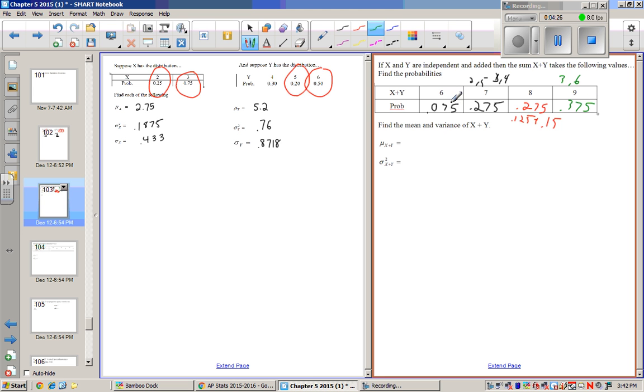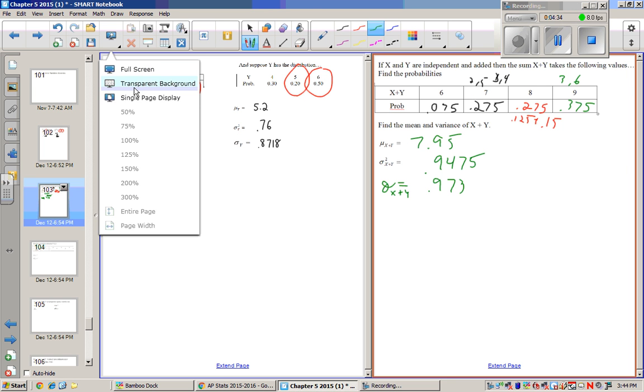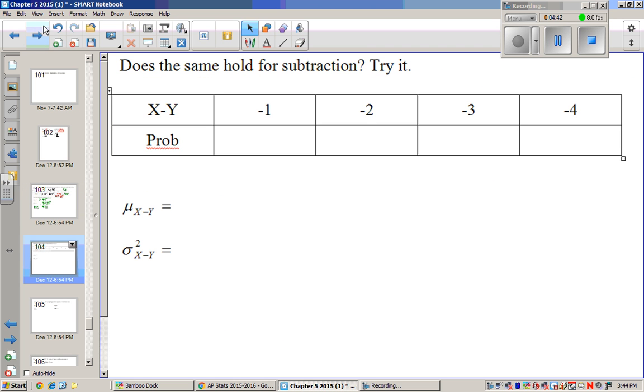Now we can find the mean and standard deviation like normal using our calculators. These are the values that I came up with. Try it on your calculator and make sure you can compute the same values. Now we do the same thing for subtraction to find the values of negative 1, negative 2, negative 3, and negative 4. So pause the video and see if you can find the correct probability.